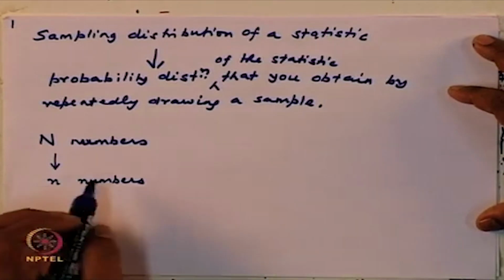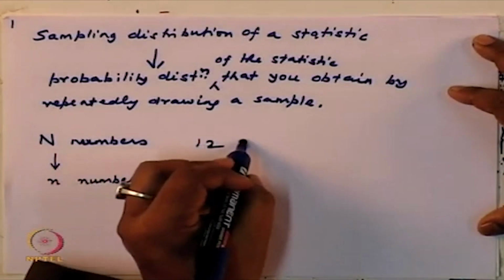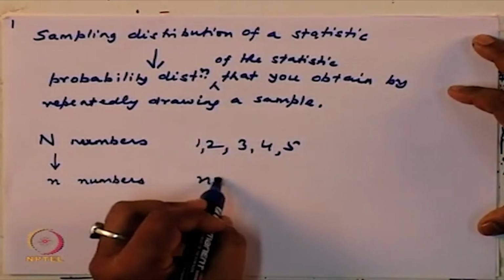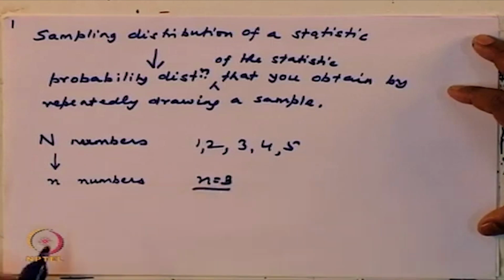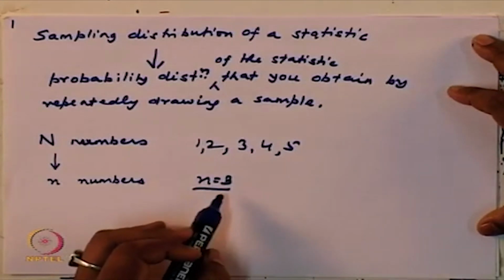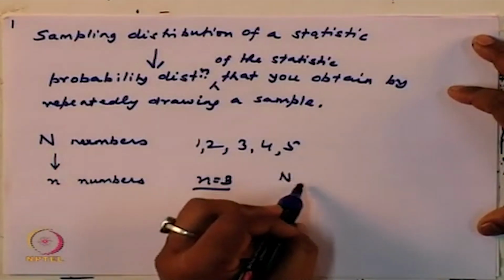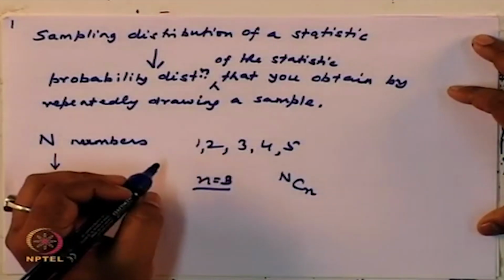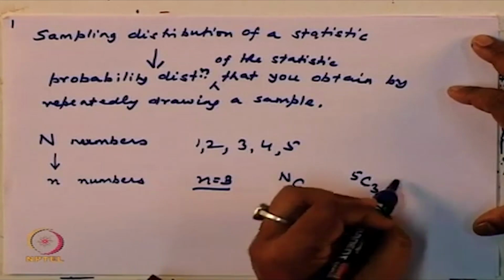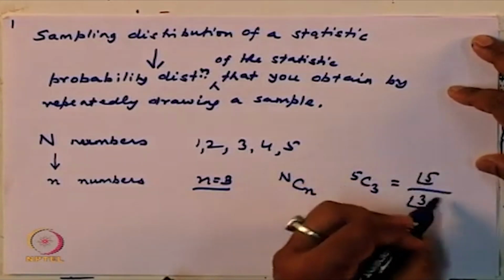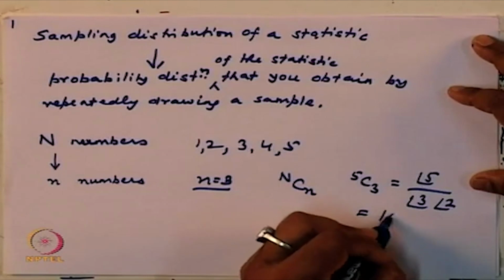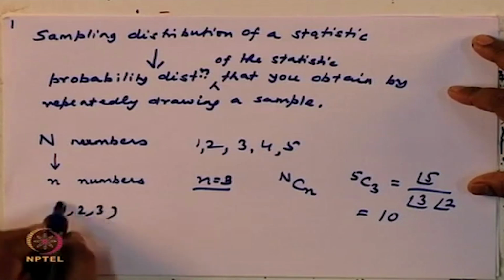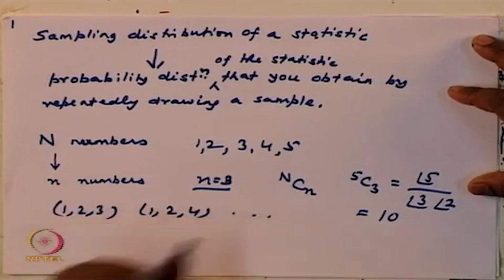For example, if my 5 numbers are 1, 2, 3, 4, 5, and let us say my n is equal to 3. In how many ways can I draw 3 numbers from 5? It can be 5 C 3, which is factorial 5 by factorial 3 factorial 2, equal to 10. So, there are 10 ways of drawing a sample of 3, and one example is 1 2 3 or 1 2 4, and so on.